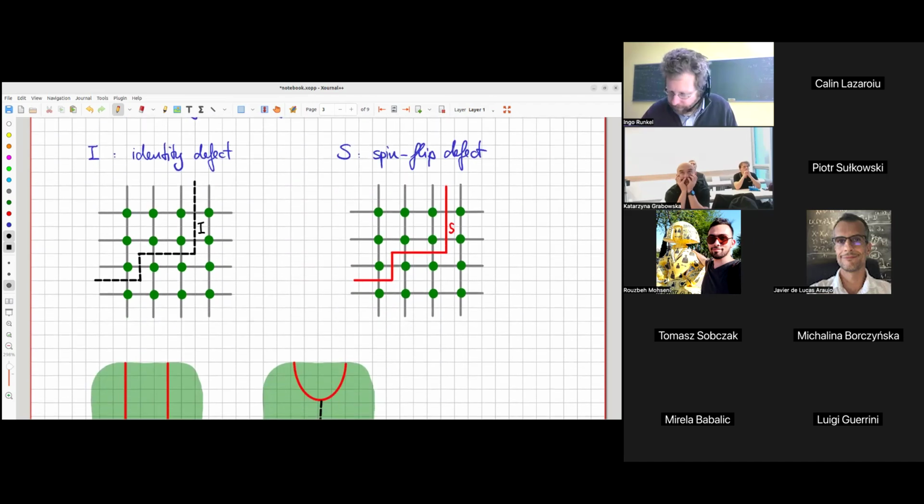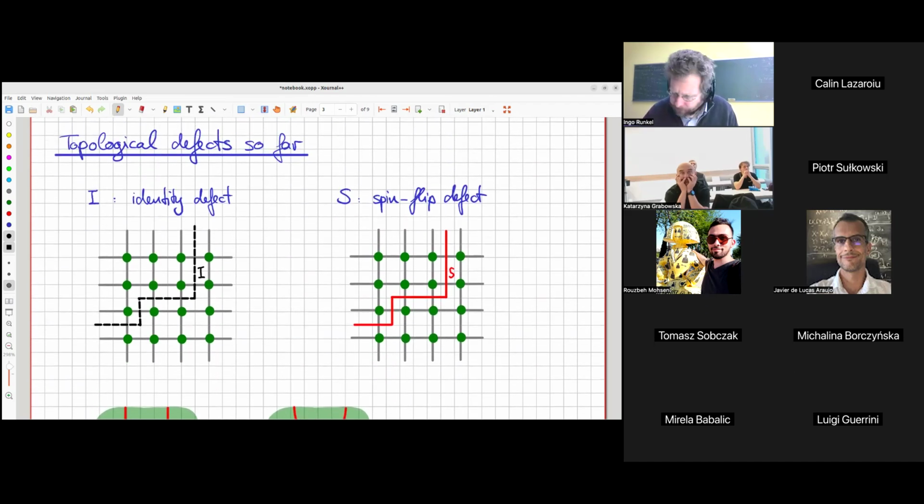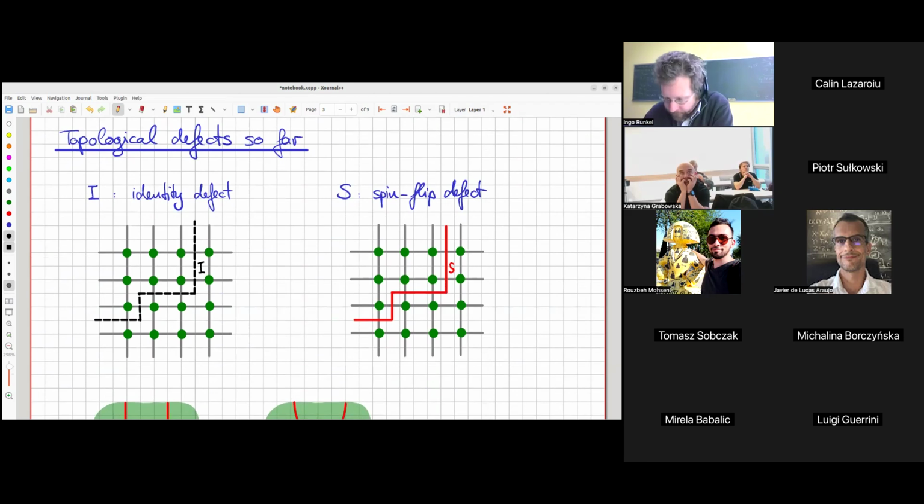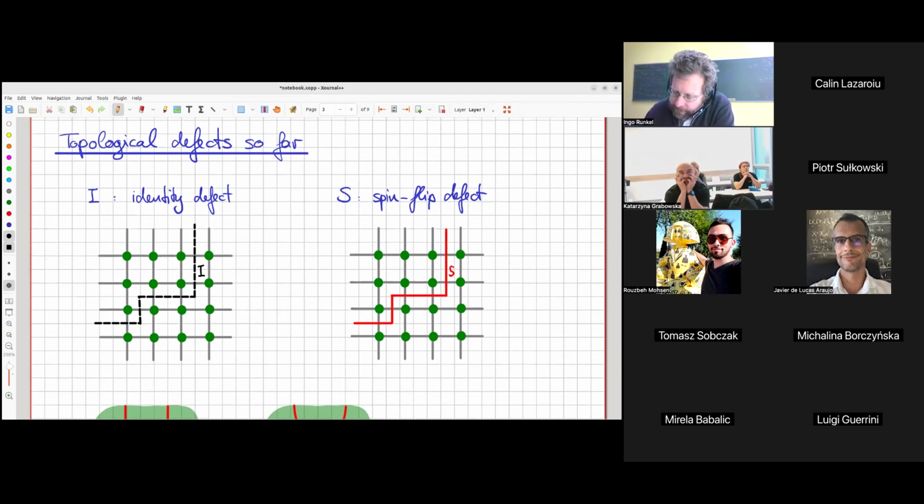Good. So we have got these two defects, and I think I asked if there are more questions or comments. Are there any more? Okay. So we've got these two line defects which we've already met, and this spin flip one here.